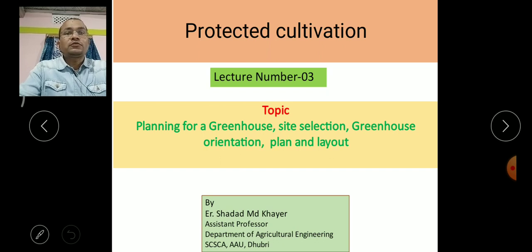What should be avoided is that the area should not be storm prone, should not have high wind velocity, and should not have unnecessary wind breaks and shelter belts. These should not be available within the greenhouse structure. Today we will discuss the planning and site selection.